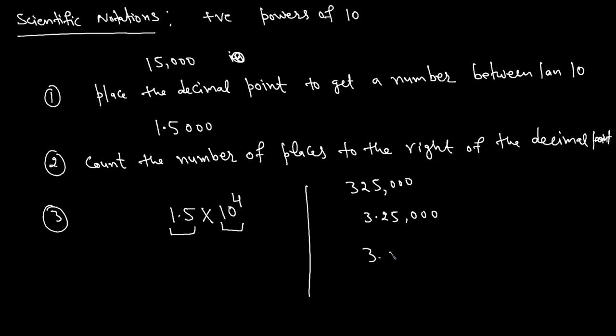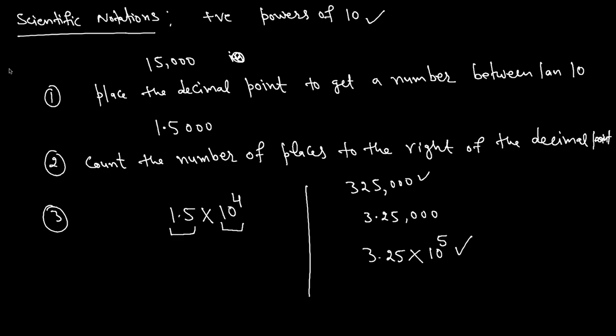That means 3.25, number between 1 and 10, multiply by 10 raised to power how many places? 1, 2, 3, 4, 5. 10 raised to power 5. So that's how you can write a number from standard form to scientific notation. This is the case when we have the positive power of 10. How about when we have negative powers?